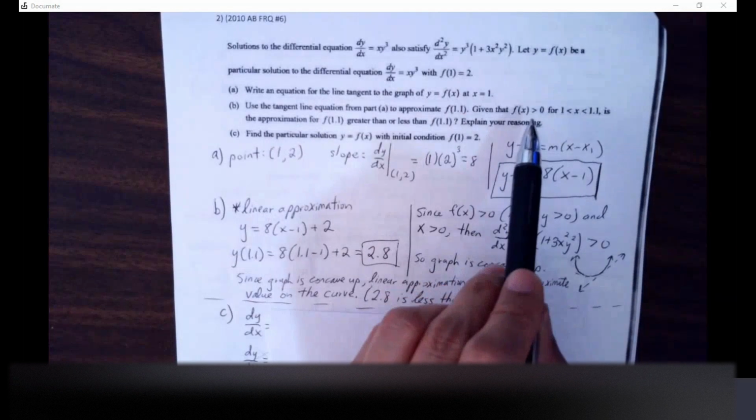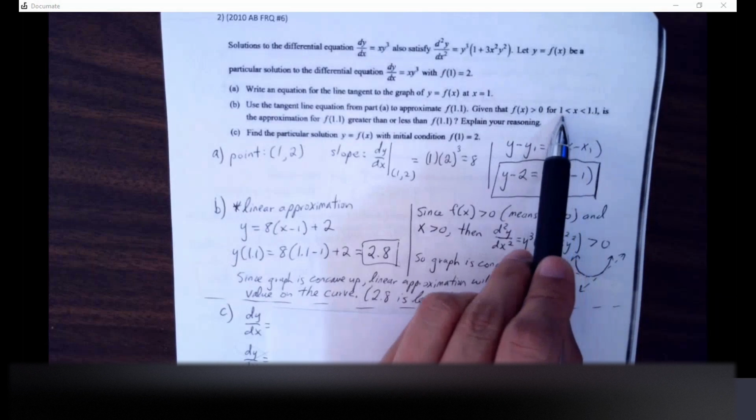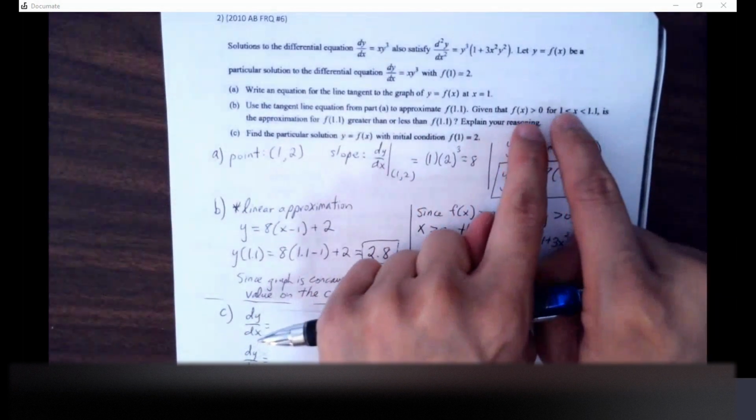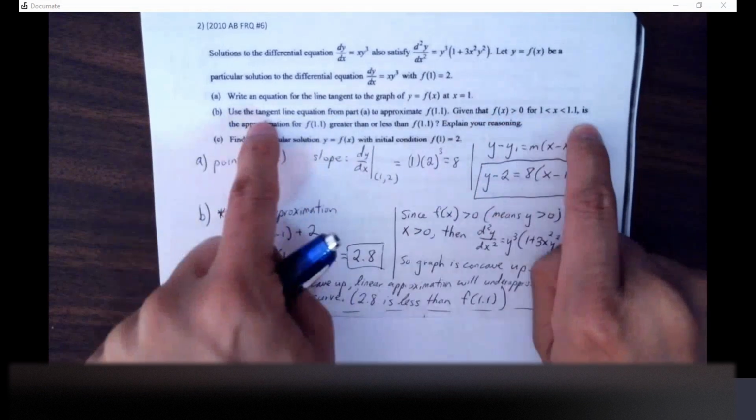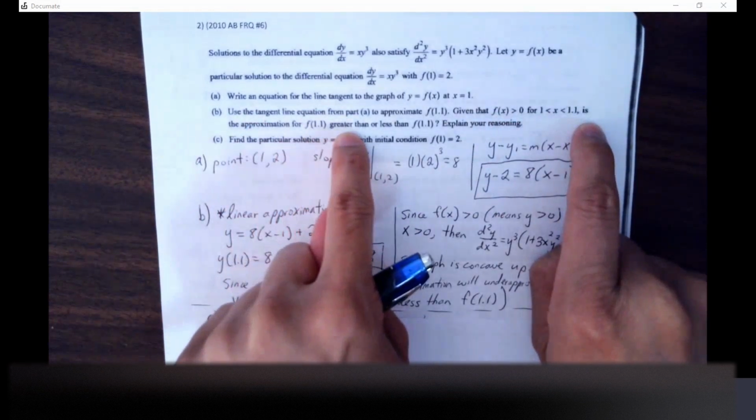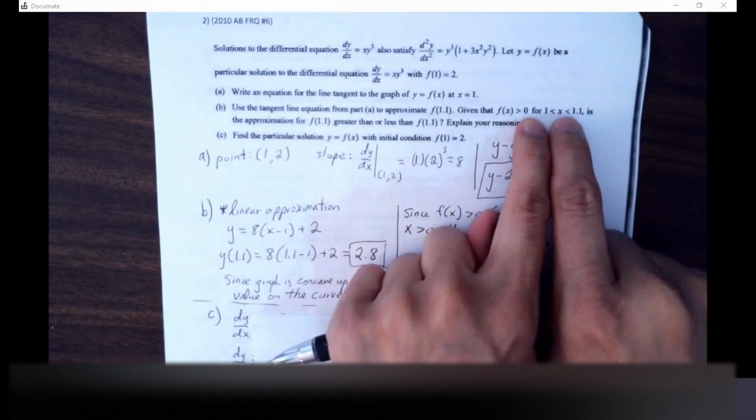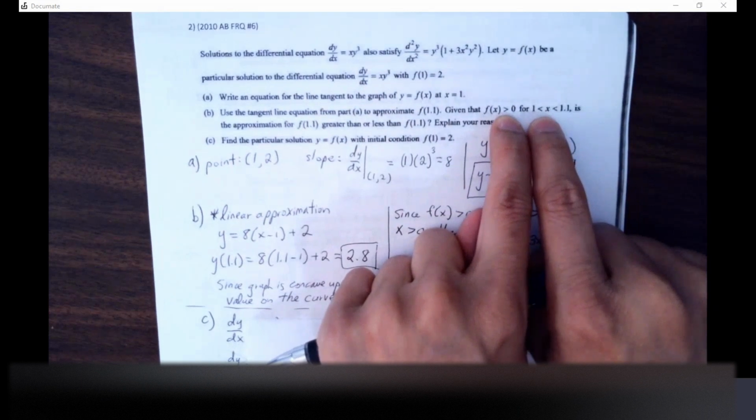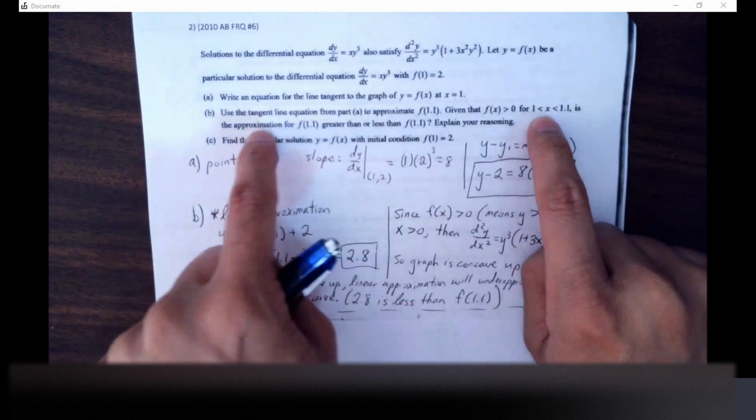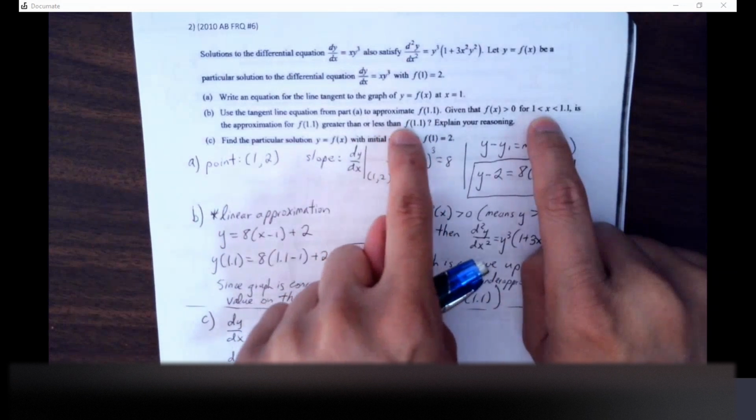Okay, so the next part says, given that f of x is greater than 0, so that means the y value is greater than 0, and x is somewhere between 1 and 1.1. So basically, this is telling us both x and y are positive, right? So if both x and y are positive, just keep that in mind. It says, is the approximation for f of 1.1 greater than or less than f of 1.1? So what we're going to do is figure out what conclusion we can make about the second derivative value, because that's going to help us in determining whether our tangent line is an over approximation or an under approximation.